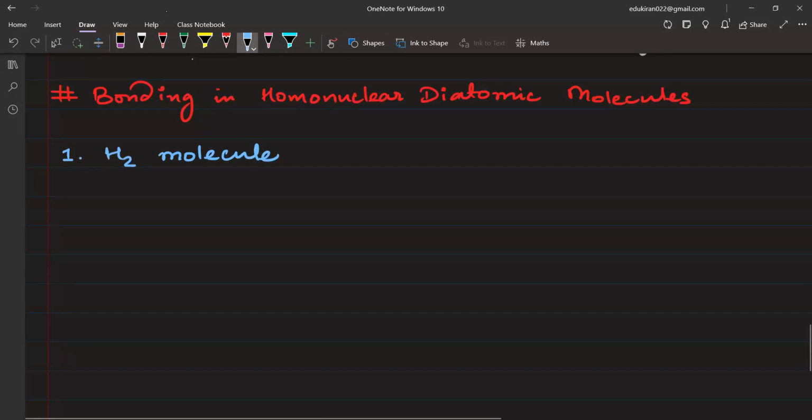It has many names. So we are going to apply MOT on the H2 molecule. We are going to treat the H2 molecule with MOT, and we are going to explain the formation of the hydrogen molecule according to MOT. If you have these wordings in the question, then you are going to do what I am going to do. Is this clear? Yes or no? Please tell me.